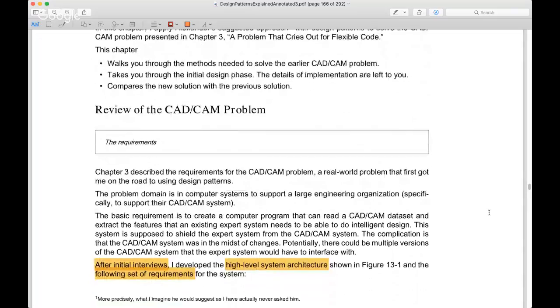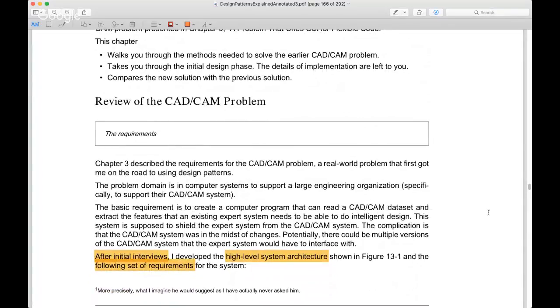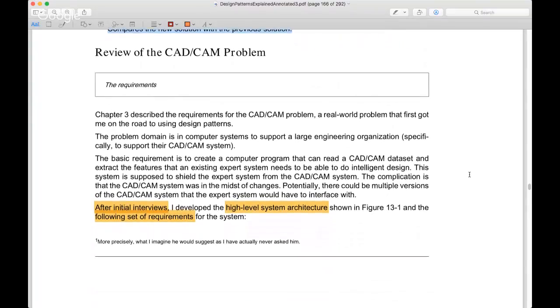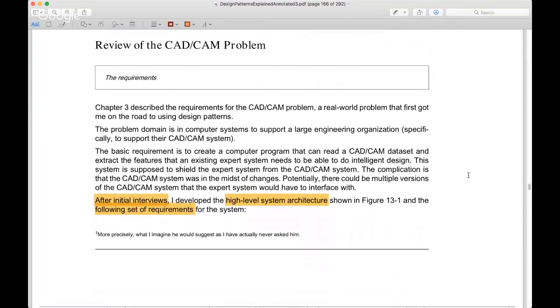So we're going to do this by walking through the methods needed to solve the earlier CAD-CAM problem and to see if we can come up with a better approach or a better design. We'll take you through the initial design phase, and we're not going to worry about the implementation, and then we will compare the new solution with the previous solution. So what he's going to attempt to do is jump to the very top of the overall view of the CAD-CAM problem and see if we can start analysis right at that level.